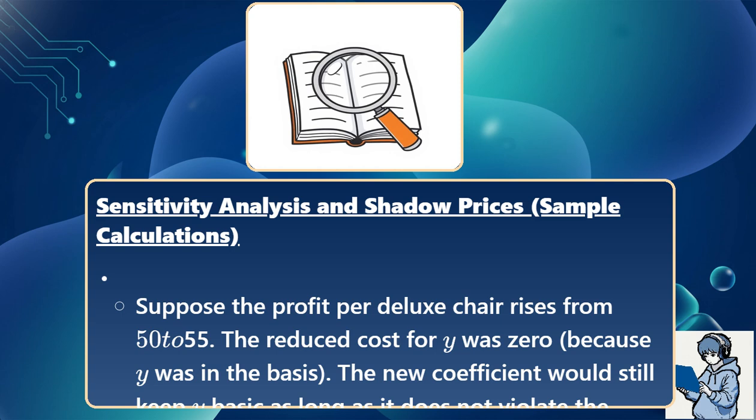The reduced cost for Y was 0 because Y was in the basis. The new coefficient would still keep Y basic as long as it does not violate the optimality condition: C sub Y less than or equal to the cost implied by the dual variables, which equals 3u plus 2v, equals 3 times 5 plus 2 times 10, equals 35. Since 55 is greater than 35, the current basis would no longer be optimal. The model would need to be resolved, and likely more deluxe chairs would be produced.